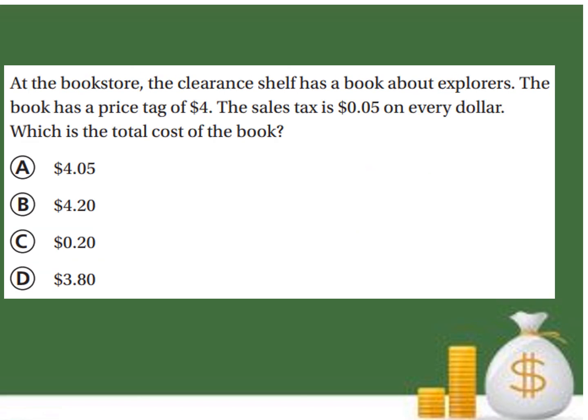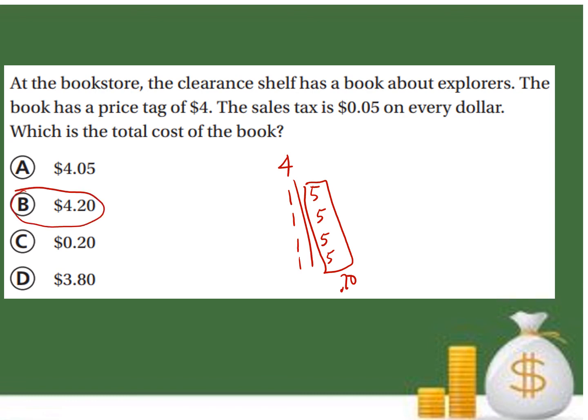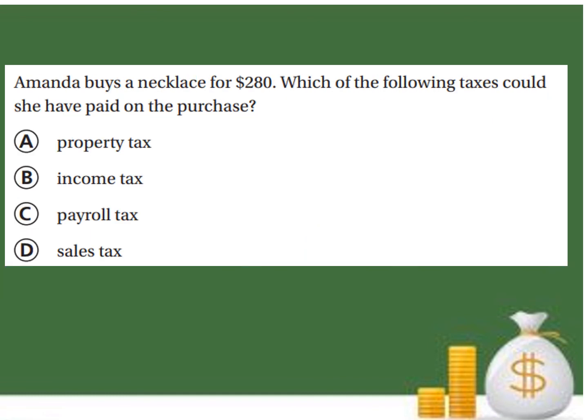All right, next question. Go ahead and read the question, answer it. When you're ready to see the answer, hit play. Okay, if the book costs $4, that means there are $4. Each dollar has 5 cents tax for a total of 20 cents. So the total then would be $4.20. Okay. Next problem. Go ahead and answer this question. When you're ready to see the answer, hit play.